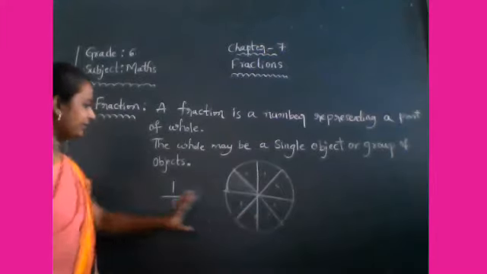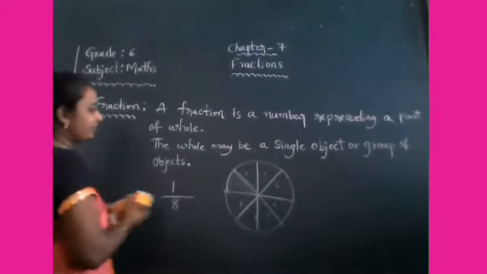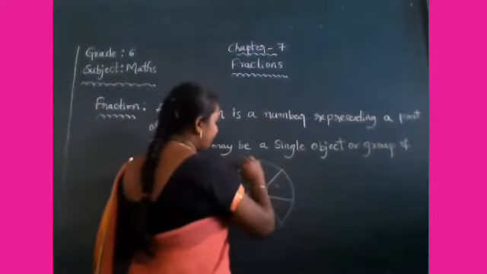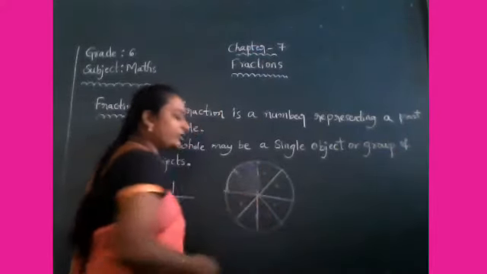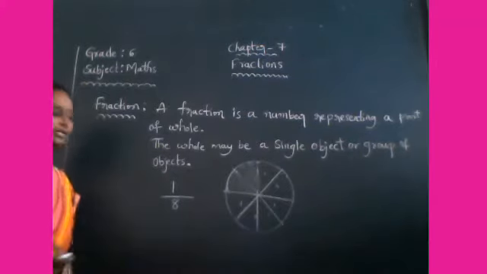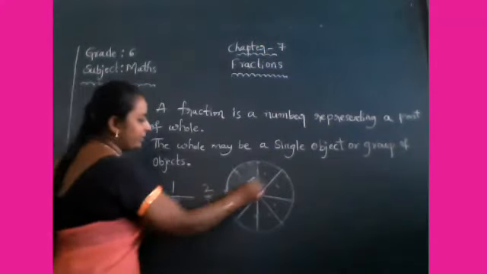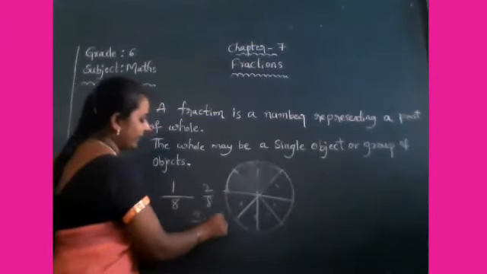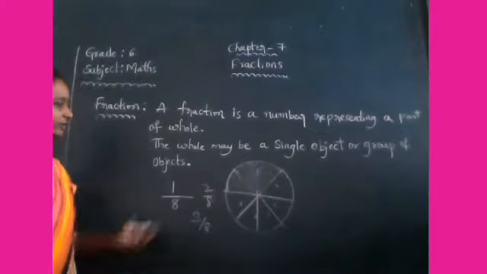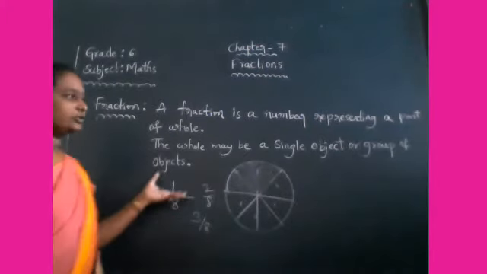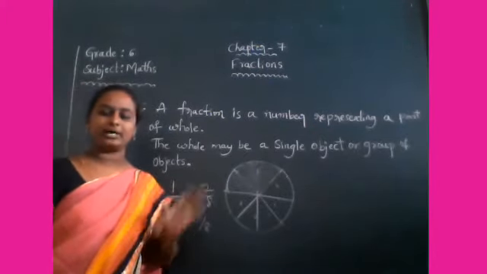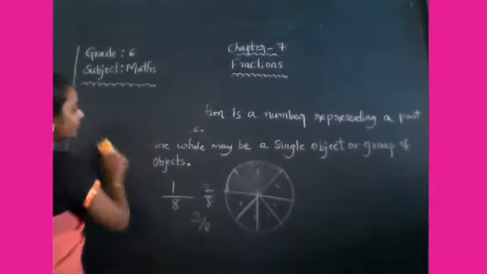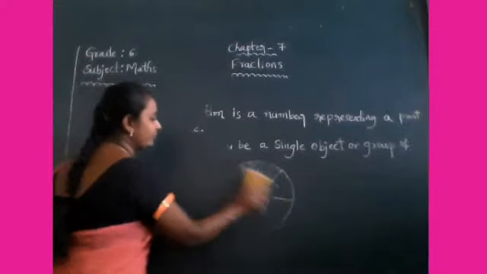Now children, like this you have to write. Suppose here 2 parts are shaded. How will you write this one in the form of a fraction? Write 2 by 8. If 3 parts are shaded, how will you write this one? Yes, 3 by 8. So the only thing you have to remember is a fraction is a part of whole. So neatly you have to copy this one in your notebook.